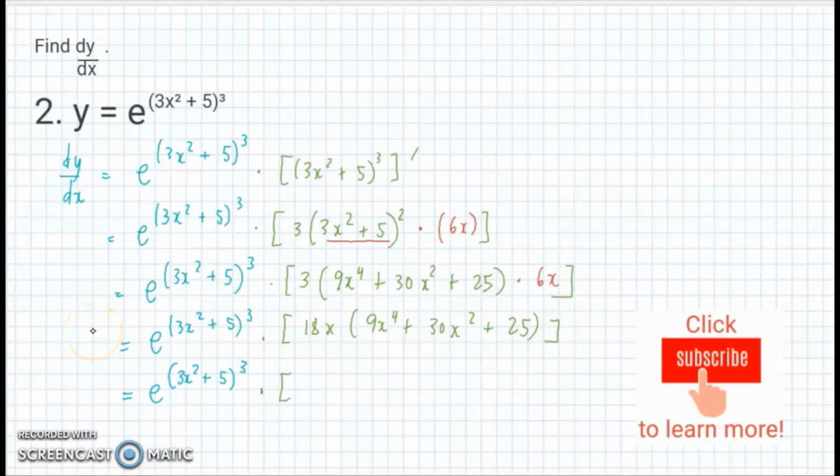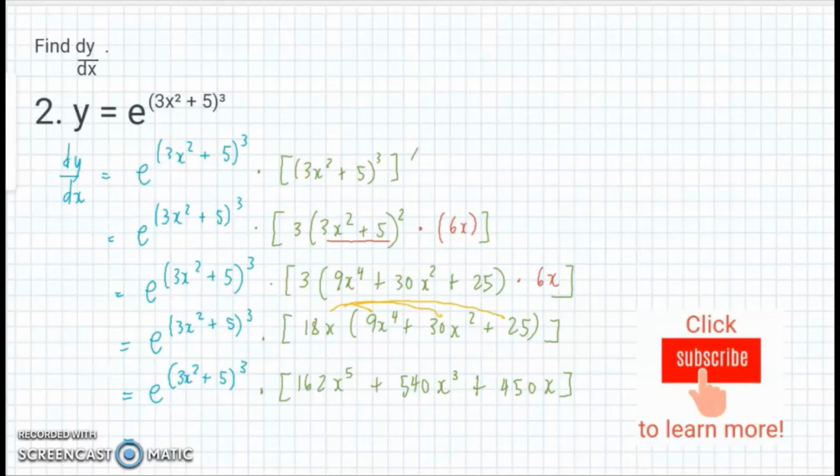And then we have e raised to (3x squared plus 5) cubed multiplied by, this time we will distribute the 18x to every term here. Therefore, we have 18 times 9 is 162, and then x raised to 5, and then plus 540x cubed, and then we have 450x. And the last one is just to distribute this.